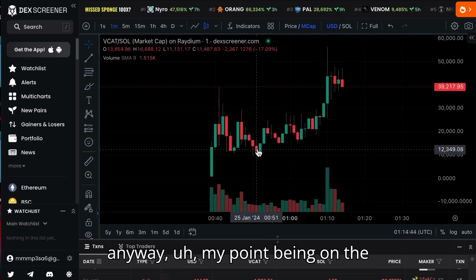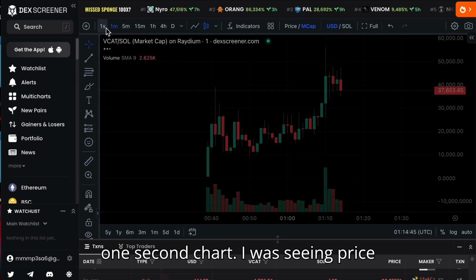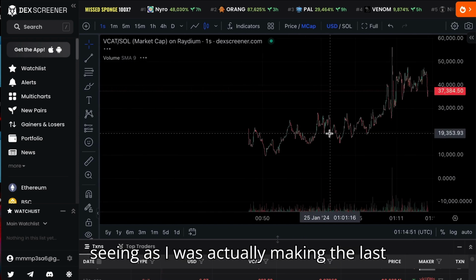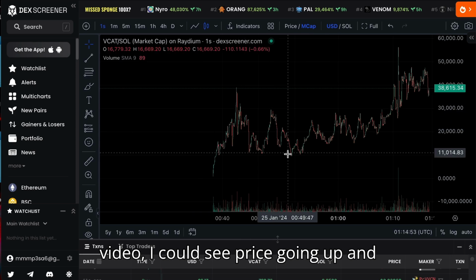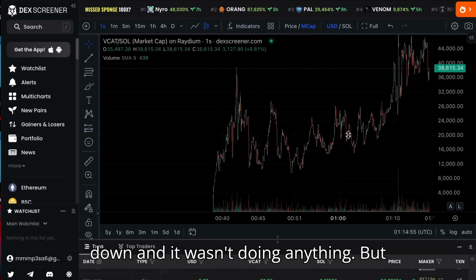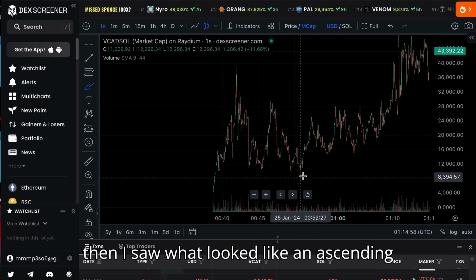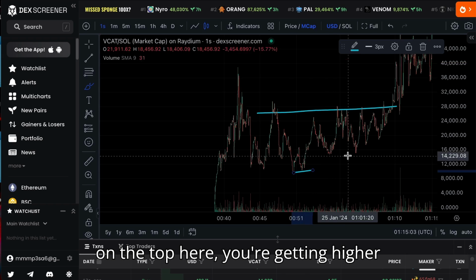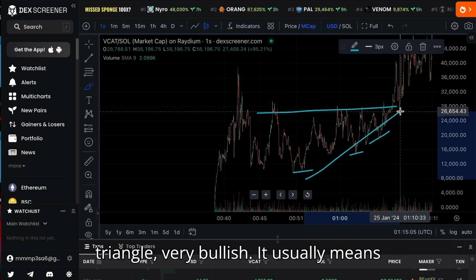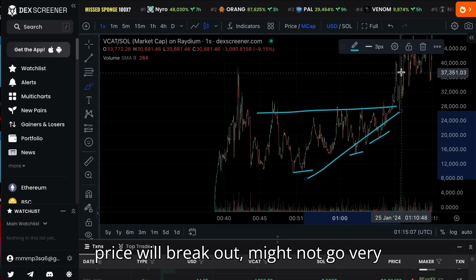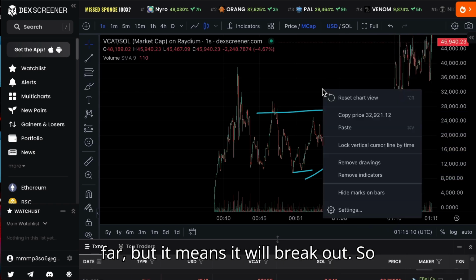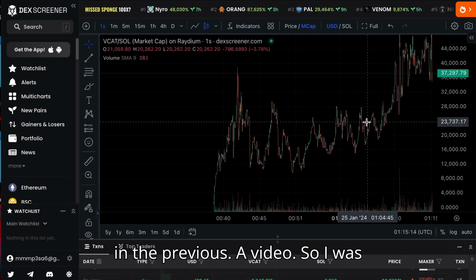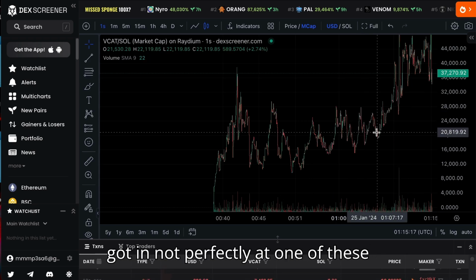But anyway, my point being, on the 1 second chart I was seeing price consolidating. As I was making the last video, I could see price going up and down and it wasn't doing anything. But then I saw what looked like an ascending triangle. So basically, if we draw a line on the top here, we were getting higher lows. This is called an ascending triangle. Very bullish. It usually means price will break out. Might not go very far, but it means it will break out. So what did I do? I did exactly what I said in the previous video. I was waiting for these little pullbacks and I got in, not perfectly at one of these bottoms.